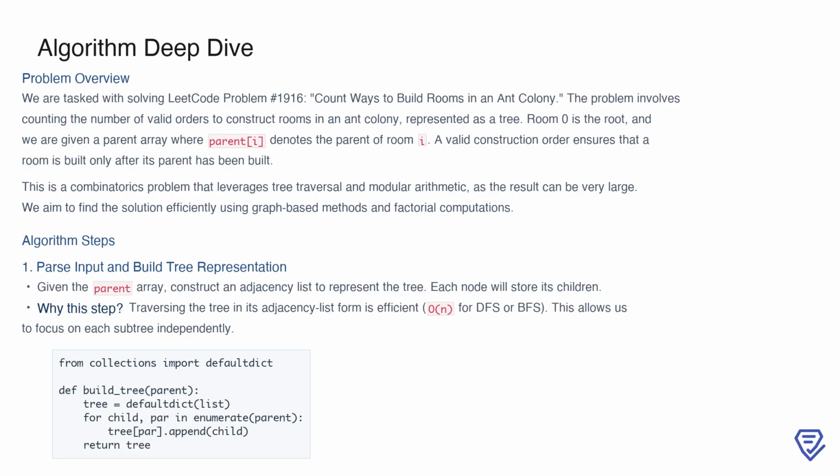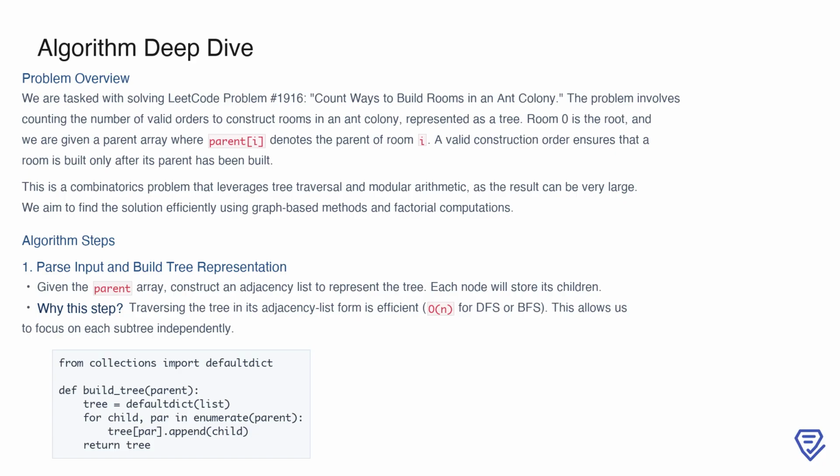The problem at hand is to count the number of valid ways to build rooms in an ant colony, where the colony is represented as a tree structure. Room 0 is the root of the tree, and each subsequent room has a defined parent, as indicated by the given parent array. The challenge is to ensure that no room is built before its parent. This becomes a combinatorics problem requiring efficient tree traversal and modular arithmetic to handle the potentially very large results.